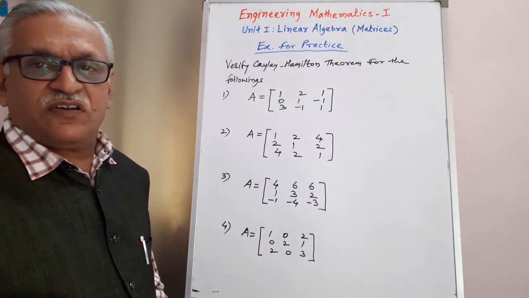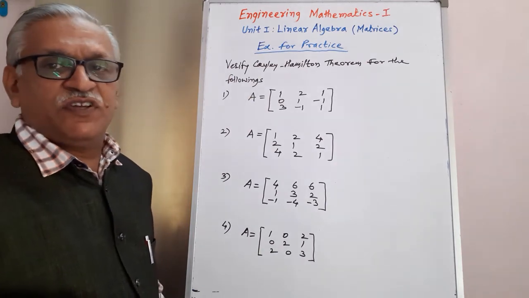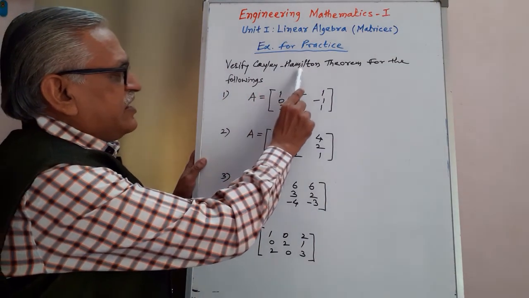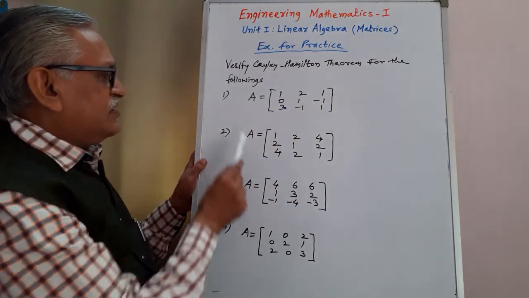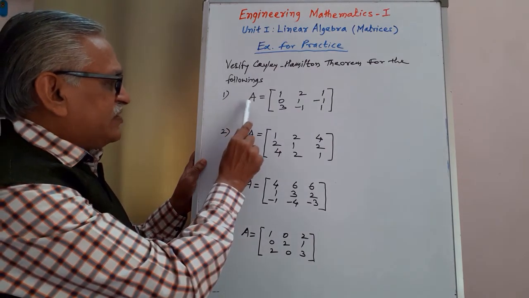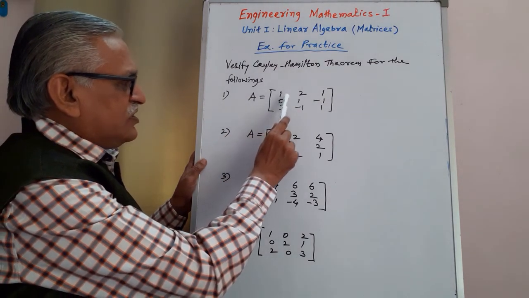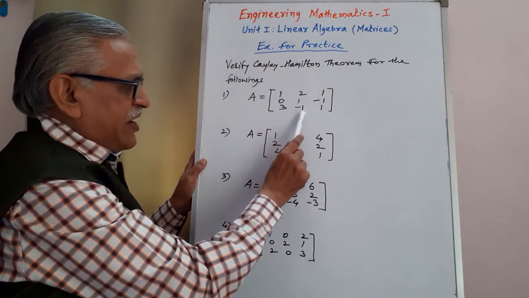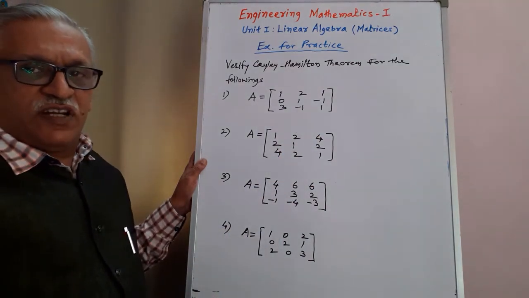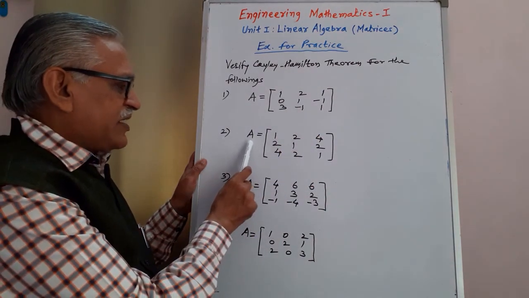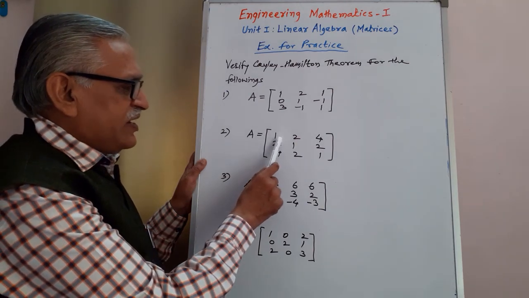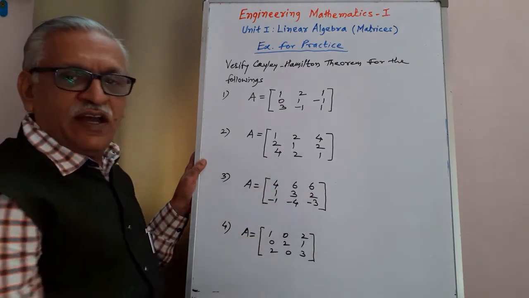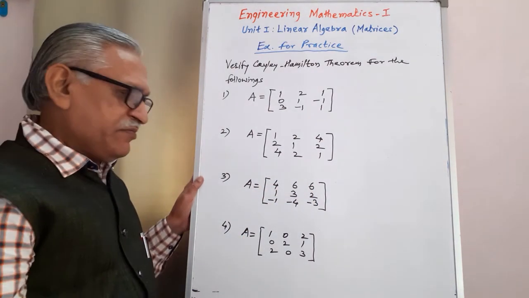Now some problems for practice or homework or classwork which you have to solve in your notebook. Question is, verify Cayley-Hamilton theorem for the following. Total 4 examples. First, matrix A with elements 1, 2, 1, 0, 1, minus 1, 3, minus 1, 1, a square matrix of order 3 by 3. Second, matrix A with elements 1, 2, 4, 2, 1, 2, 4, 2, 1.